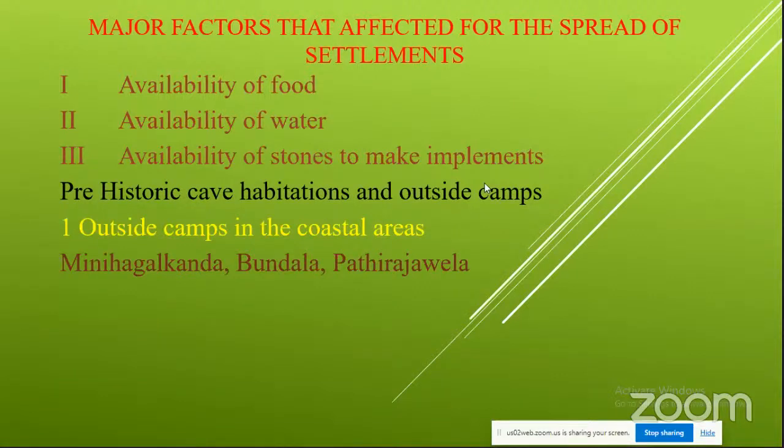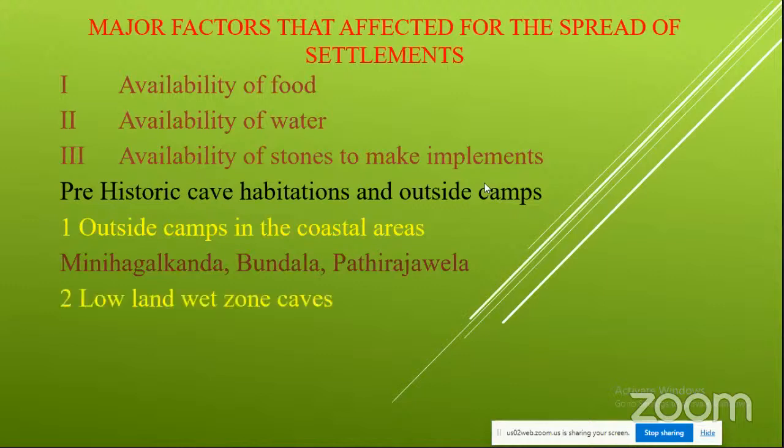We know all these places are located in the southern coast. In the southern coast, there are some outside camps, so you can't find any cave habitations in those places. They are coastal areas. In these southern coastal areas, these humans have been living. So Minihagalkanda, Bondala, Patirajavela are the examples for the outside camps in the coastal areas.